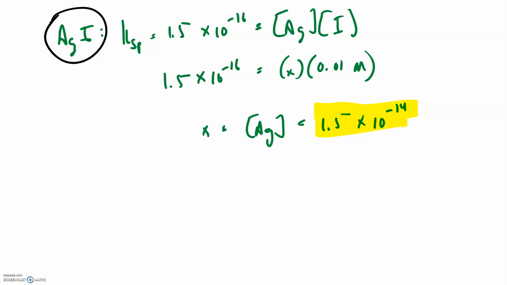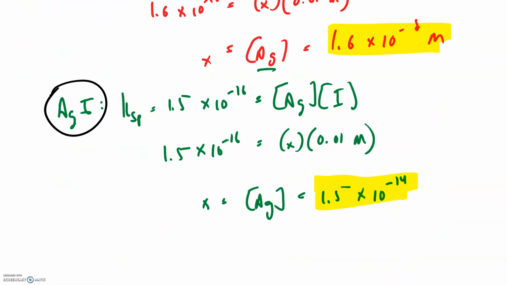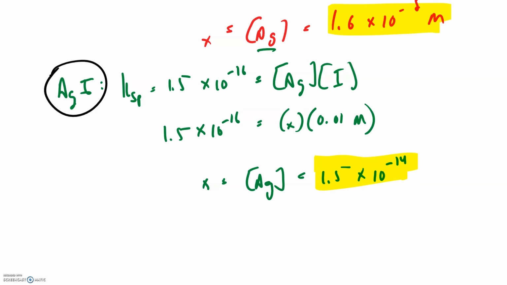Now let's look at this last question. This isn't something that we're going to typically see, but it's here, and I thought we'd take a stab at it. What is the concentration of the anion of the first precipitate? That's our silver iodide, and the anion is, of course, iodine. When the second precipitate starts to form, well, it starts to form when silver is 1.6 times 10 to the negative 8. So here's what I thought we'd do. And if you feel you want to do this again, or if you have another suggestion, let me know.